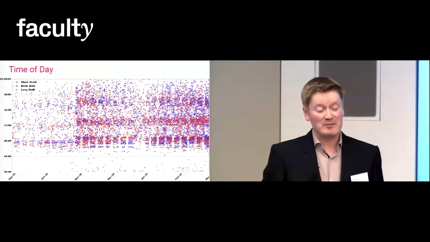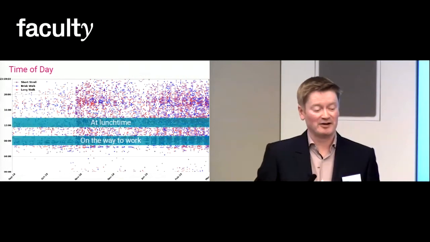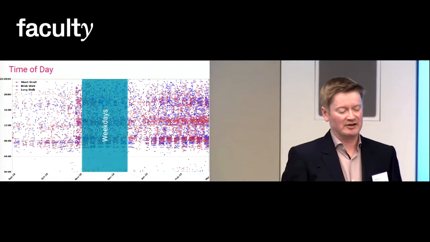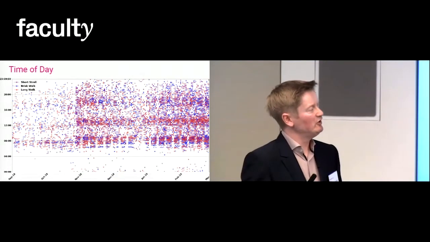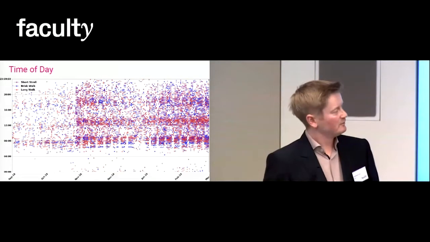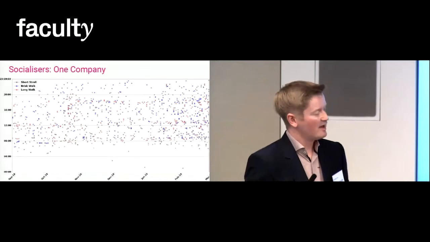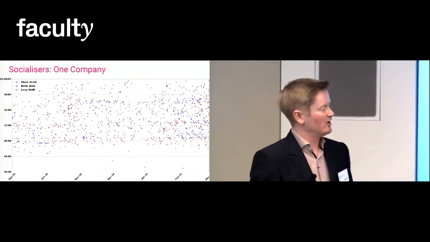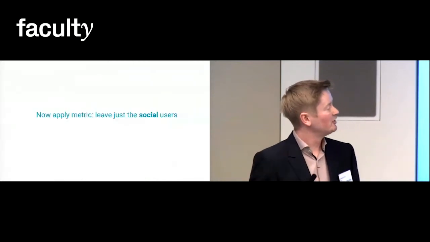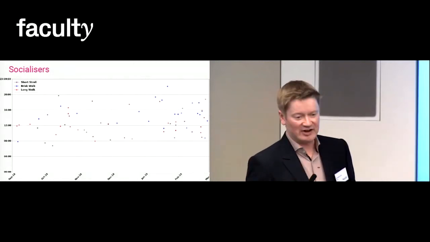So we can see that there are 3 main peaks of activity throughout the day. People use the app on the way to work, at lunchtime, or on the way home. Also, there's much more regularity around weekdays. So how can we use this to identify the socializers? Well, if we just retain the users from a single company and then build a similarity metric based on the number of steps users walked and the time that they took the challenge, apply the metric, we can leave just the social users. Let's check to see what we've got.